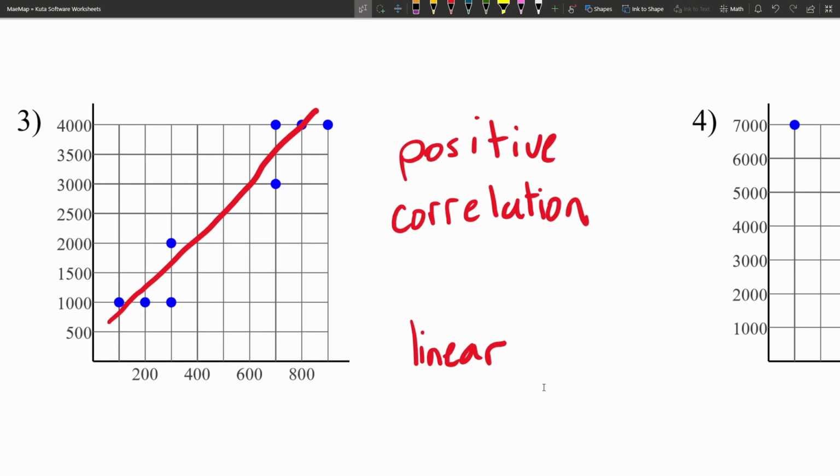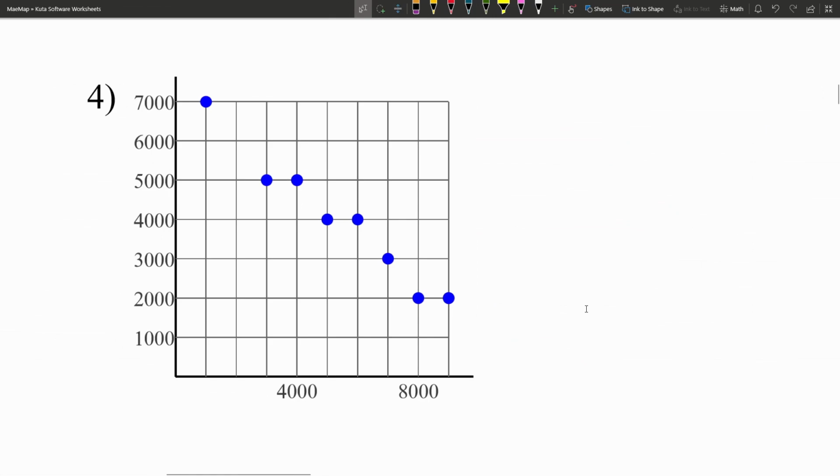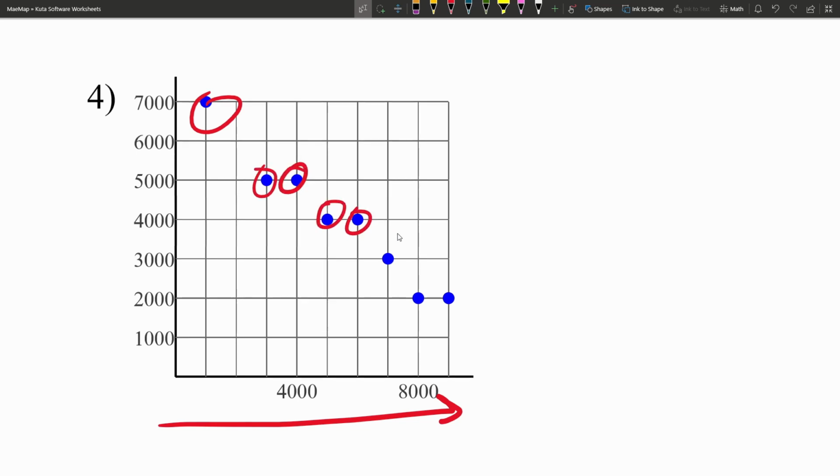Let's move on to number 4. In number 4, as we move to the right, what's happening to our points? We start here. Then we need to decrease our value to get to these points, decrease again, and continue to decrease. Because overall the points are mostly decreasing, this is a negative correlation.